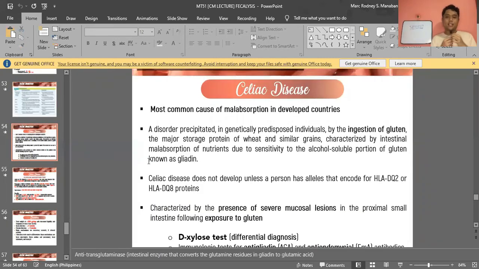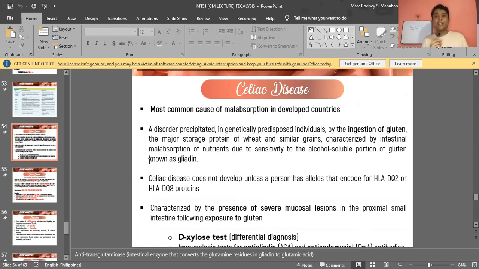Ayan. Now for celiac disease, this is an autoimmune disorder actually. And it's considered to be the most common cause of malabsorption in developed countries. So what happens in celiac disease? This is a disorder in which individuals, especially genetically predisposed, ingest gluten. Okay? So gluten is found in your wheat and mga grains. All right?